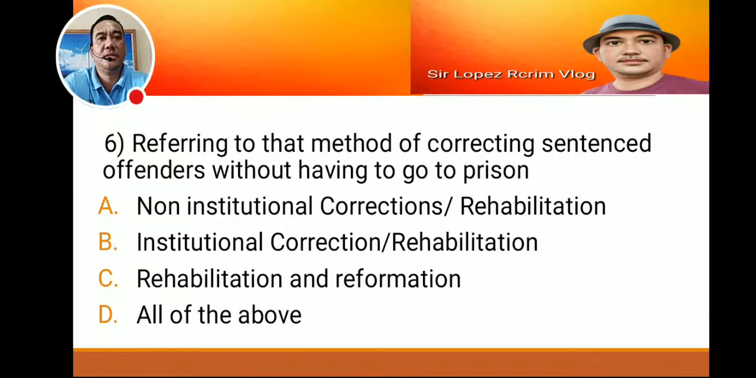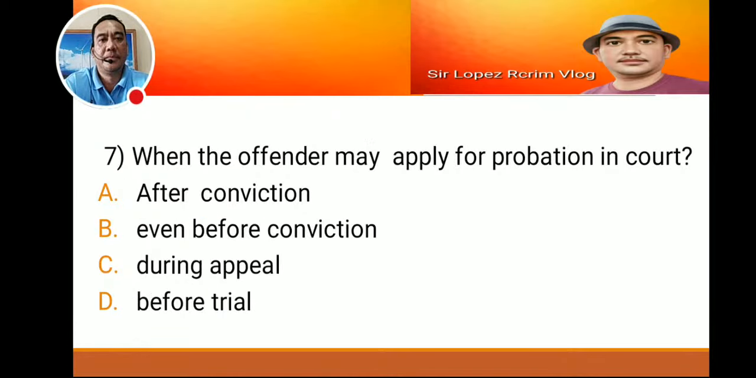Next question is question number 7. When the offender may apply for probation in court. Letter A, after conviction. Letter B, even before conviction. Letter C, during appeal. Or letter D, before trial.